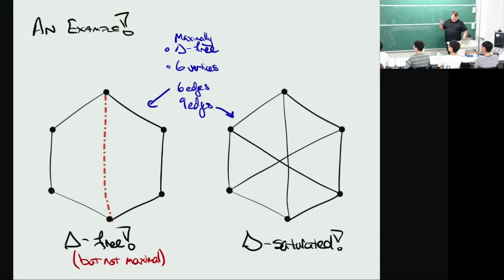Okay, so the one on the right is maximally triangle-free. It has 6 vertices. The one on the left has 6 edges. The one on the right has 9 edges. But the one on the left isn't going to count because it's not maximal.